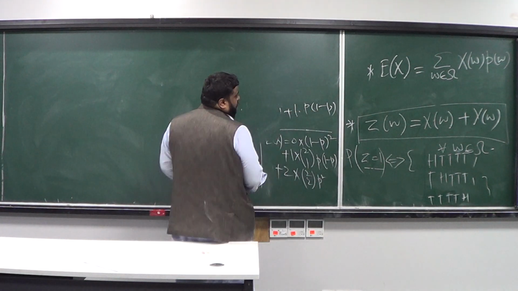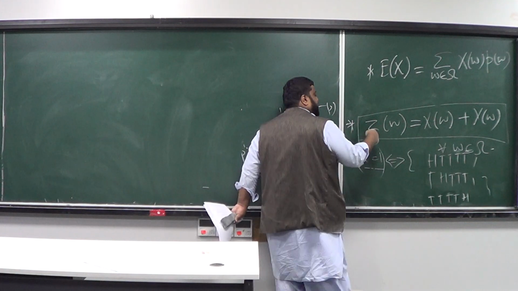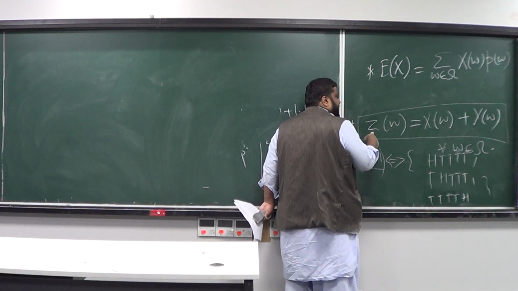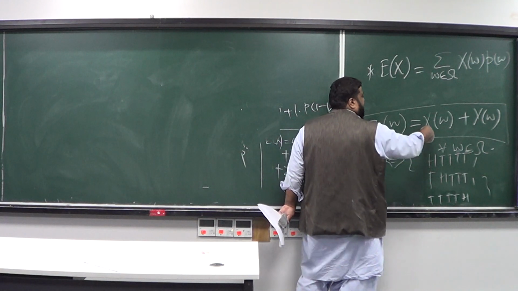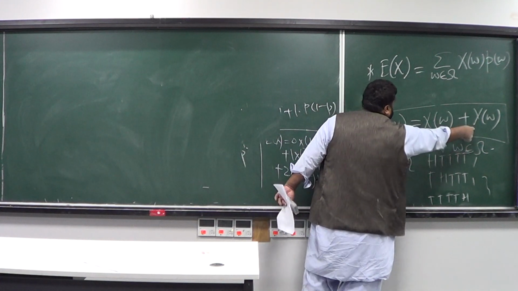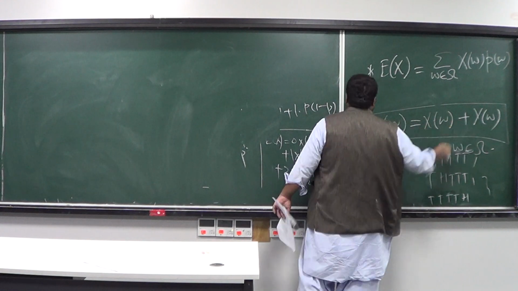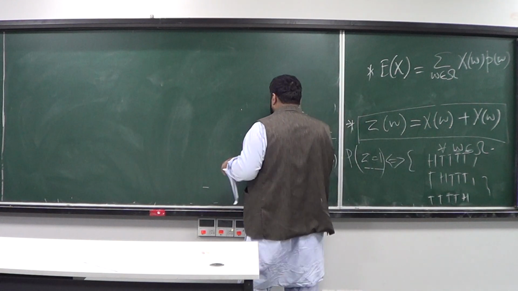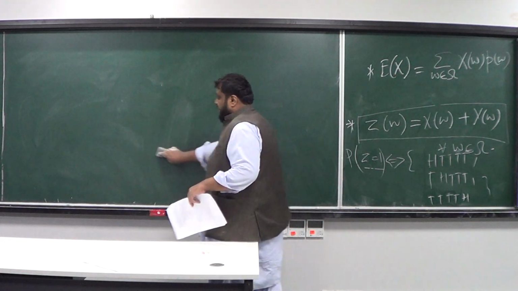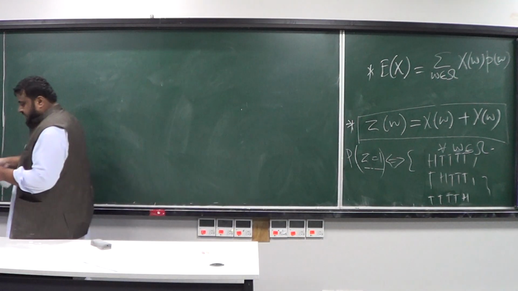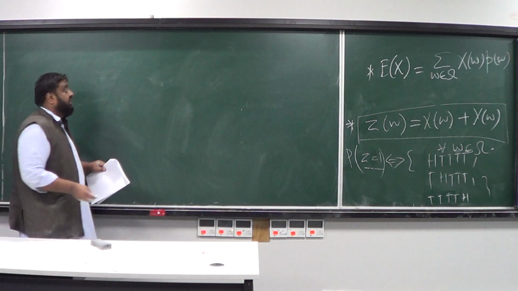In other words, if you want to compute the expectation of Z, I can do it directly, or the other way could be to compute the expectation of X and the expectation of Y, and then add the expectations, because the expectation of a sum is the sum of expectations. This is the interesting thing.